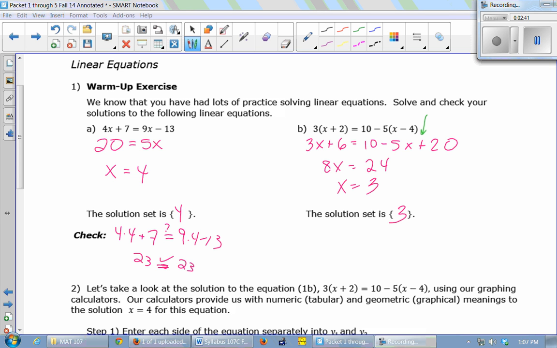And to check, I just put in a 3 for x and make sure this is true. 3 times 3 plus 2 equals, does that equal 10 minus 5 times 3 minus 4? So 3 plus 2 is 5 times 3 is 15. And 3 minus 4 is negative 1. Negative 5 times negative 1 is 5. And 10 plus 5 is 15. Check. All right, so yes.